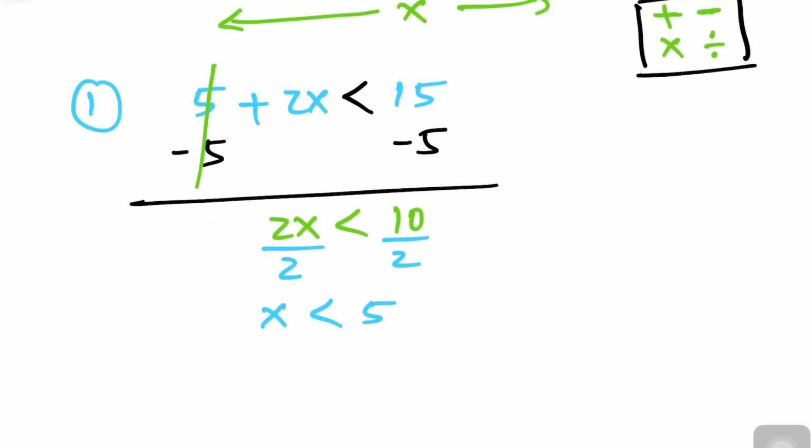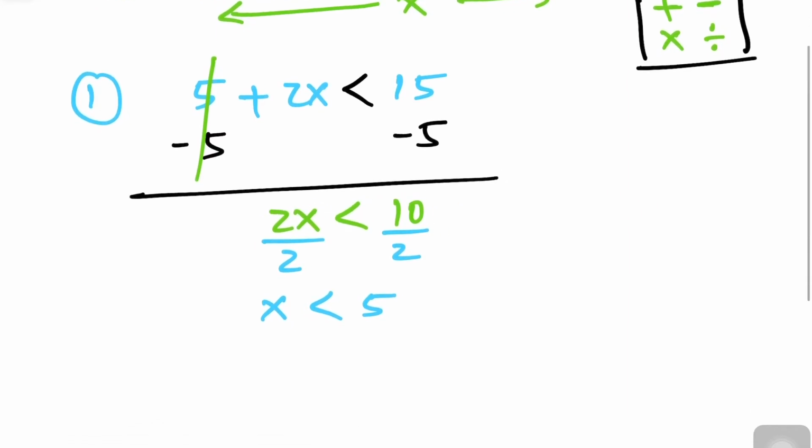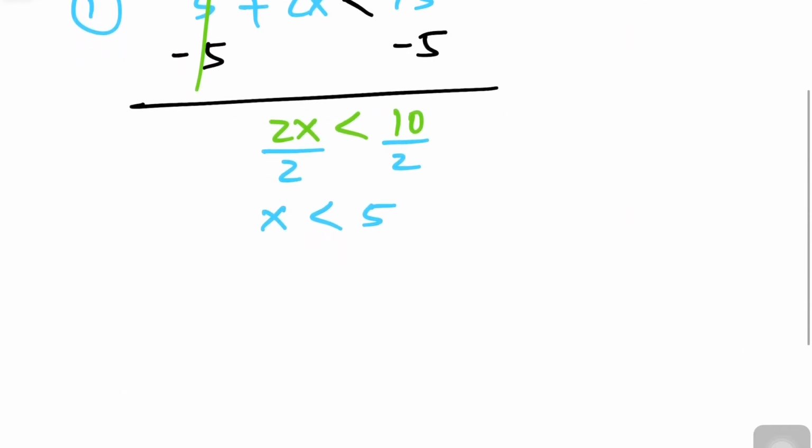Okay. So the question is, well, why didn't you change the sign? We didn't change the sign because we didn't multiply or divide by a negative number. So it's key information that you need to remember. Whenever we multiply or divide any inequality by a negative number, the sign will change, okay? So in this case, we don't have to change the sign.